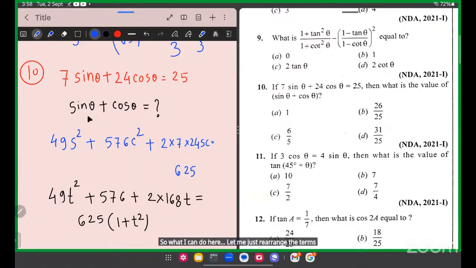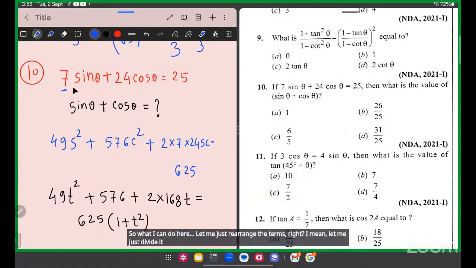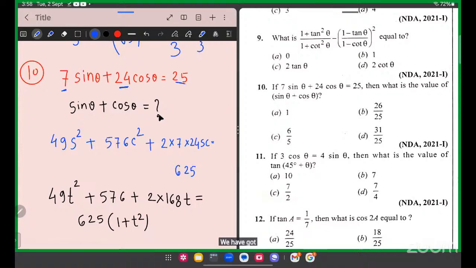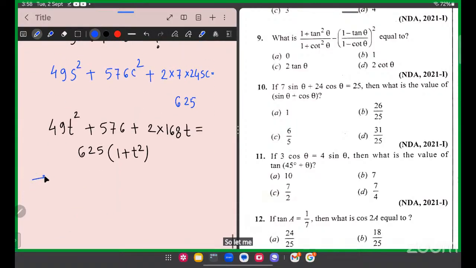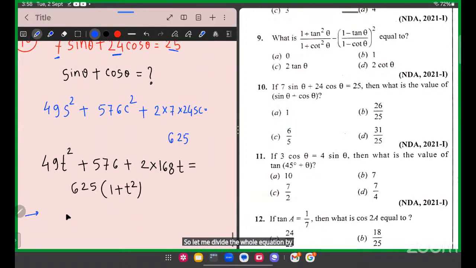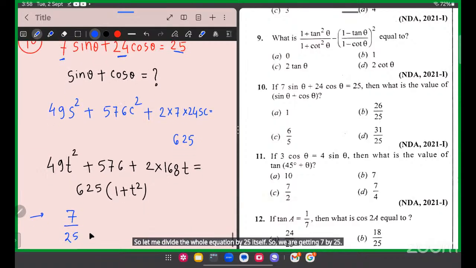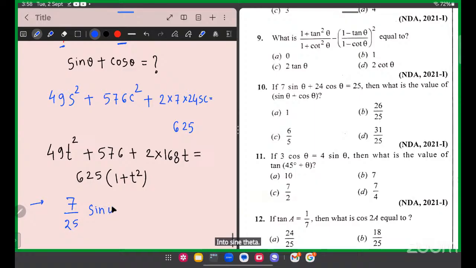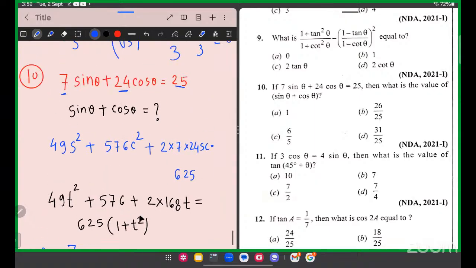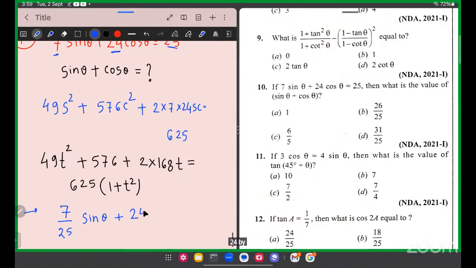So what I can do here is rearrange the terms. 7 square plus 24 square is 25 square, so let me divide the whole equation by 25 itself. So we are getting 7 by 25 into sine theta plus 24 by 25 cos theta is equal to 1.